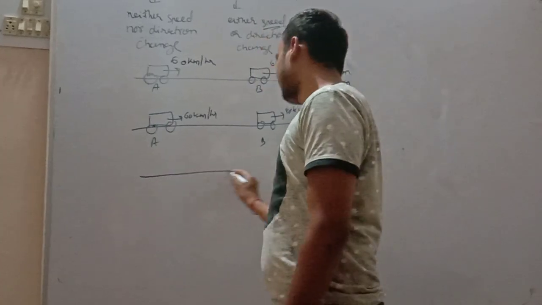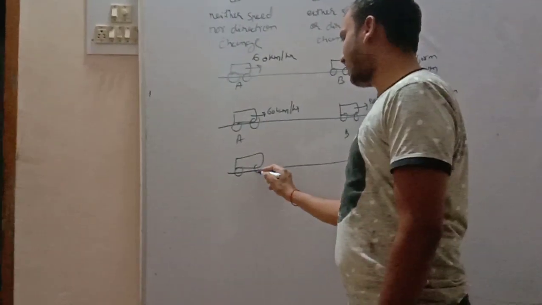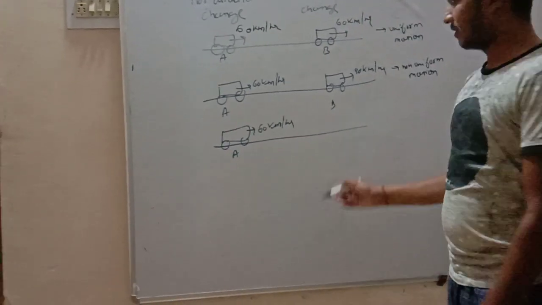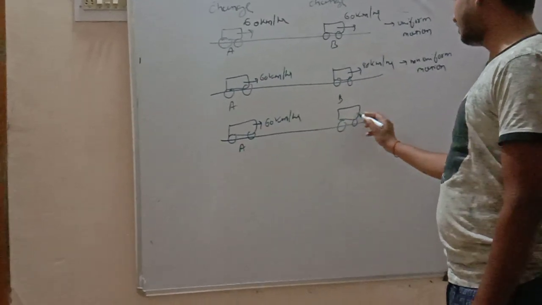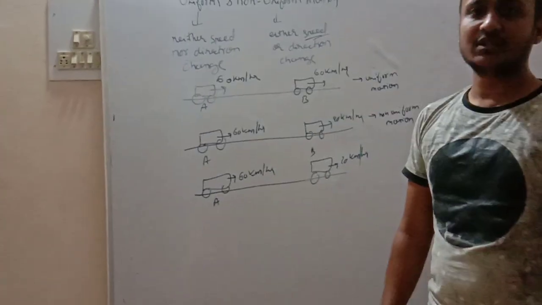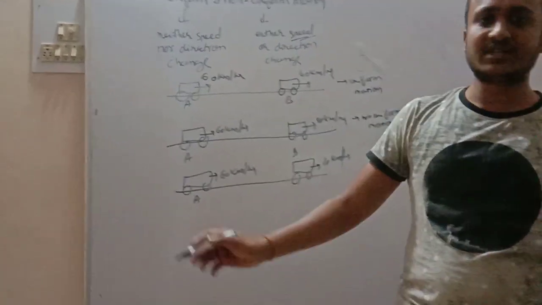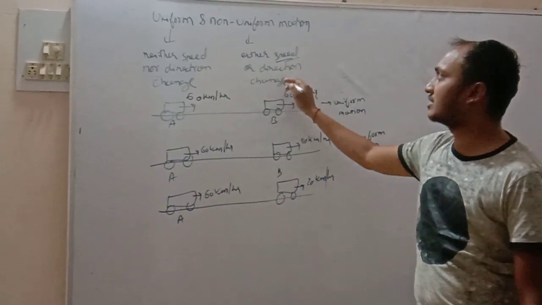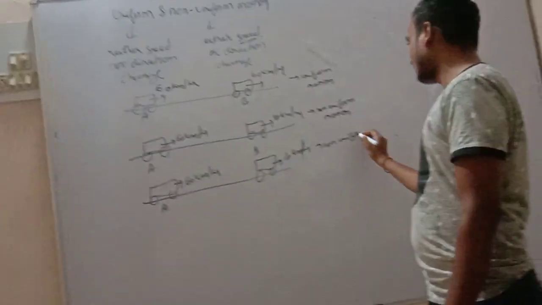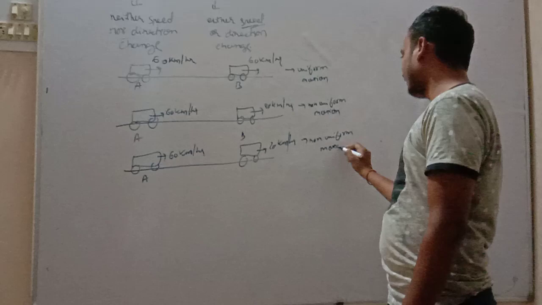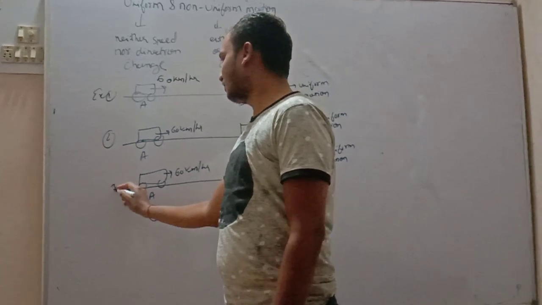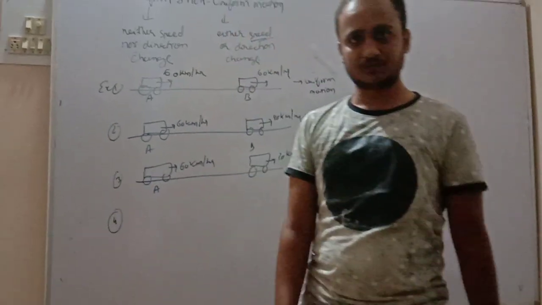Now take a third example. Again this car has a speed of 60 km per hour, but at point B the speed reduces to 20 km per hour. So it may increase, it may decrease, but the speed changes, and if the speed changes, it is non-uniform. So friends, this is also non-uniform motion. Now I am taking the last example, example 4.